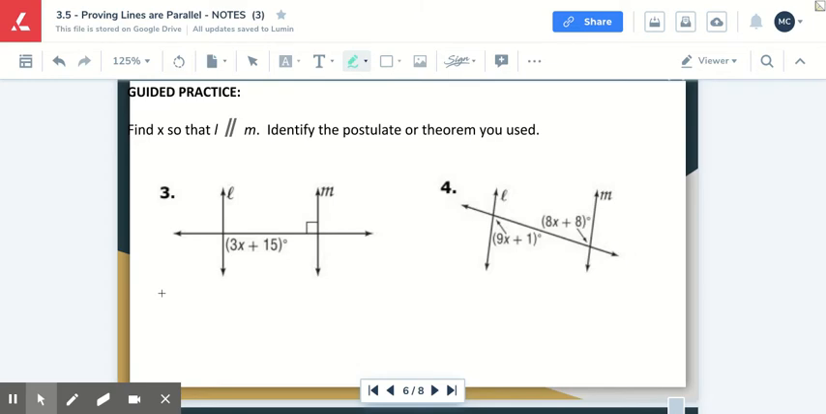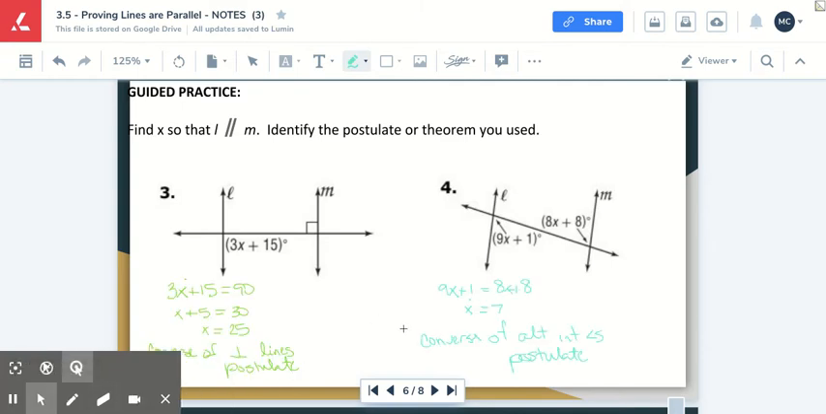Next up, we're going to try the next 2 here. So again, pause the video, give these a shot, and then come back and see how you did. Okay, for number 3, the x value is 25, and that's the converse of the perpendicular lines postulate. And for number 4, x is 7. That was the converse of the alternate interior angles postulate.